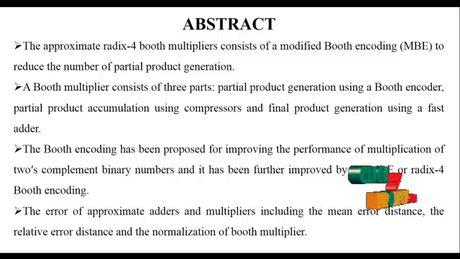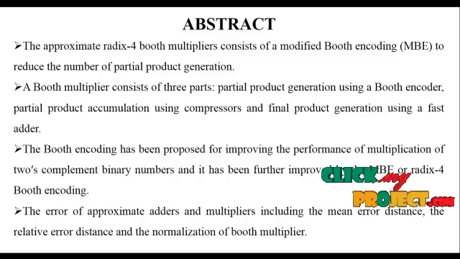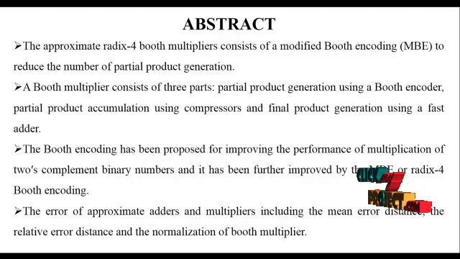This is a Booth multiplier for the proposed method, versus the existing method for the VLSI multiplier. The Booth multiplier considers three parts. One is partial product generation using the Booth encoder. Another is partial product accumulation using the compressor, and then finally product generation using the fast adder. So these are the three processes based on the Booth multiplier concept.